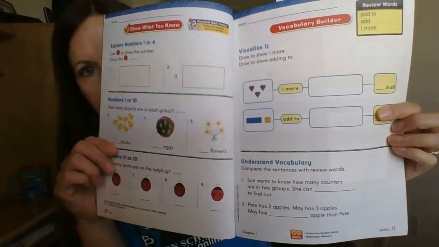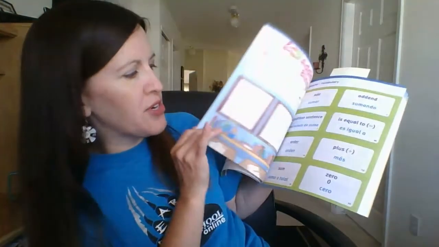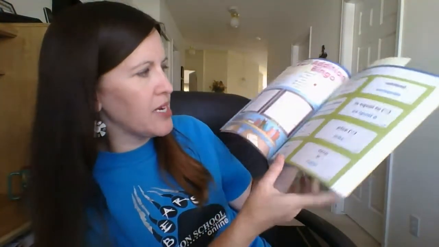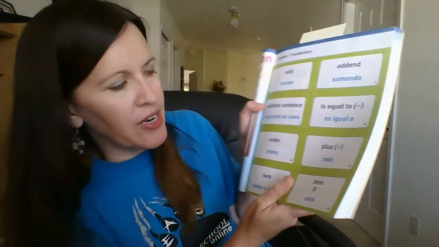So let's look at the Go Math pages that we're going to do today. And then I'll also show you where the flashcards are. So if we turn to pages 10 and 11, they look like this. We're just going to show what we know so far. And then after you do those 2 pages, if you turn it, there's not really a page number here, but go ahead and turn it, and you're going to see Chapter 1 Vocabulary.